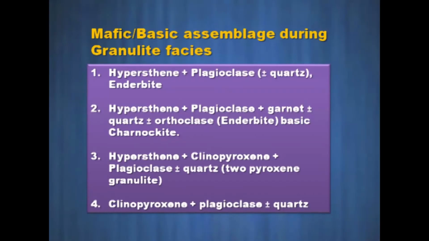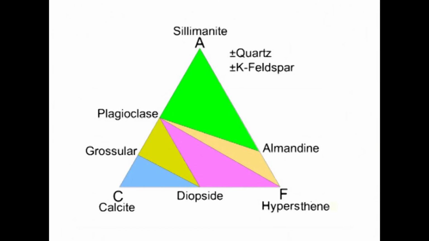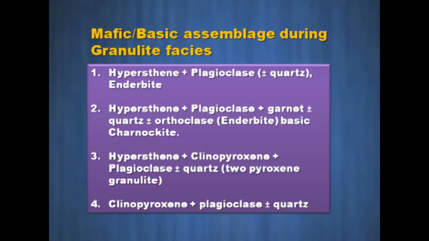Basic and mafic assemblages during the granulite facies. The important assemblages we can observe with the help of the ACF diagram are as follows. Assemblage 1: hypersthene plus plagioclase plus or minus quartz, that is also known as norite, that is basic charnockite.